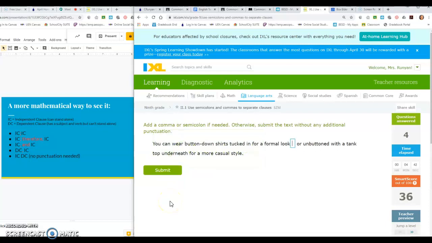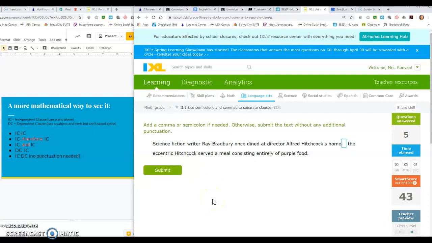Okay, you can wear button-down shirts tucked in for a formal look. That could stand alone. Or unbuttoned with a tank top underneath for a more casual style. So that's one of those conjunctions. So we have to check and see if the part after that can stand alone. Unbuttoned with a tank top underneath for a more casual style does not have a subject. So that one can't stand alone, so this is one we'll leave blank.